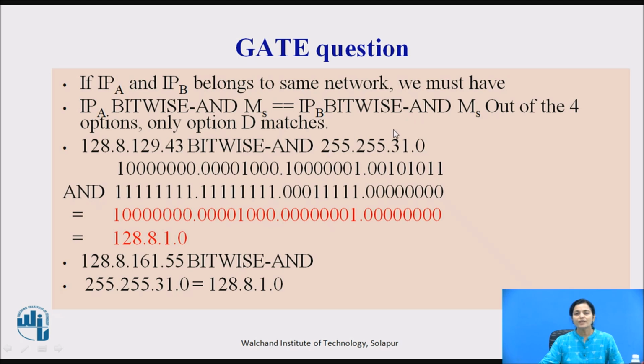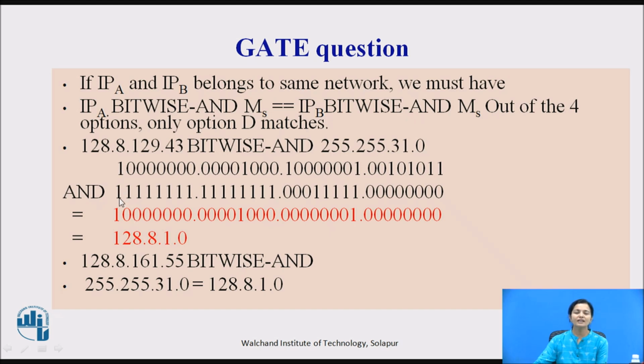Now you take the mask part, 255. 255 means all ones are there. The second 255 again means all ones are there. Then 31: here you can see 16 plus 8 plus 4 plus 2 plus 1, so that is 31, and the remaining is 0. So I have converted this into binary. In this manner you have to convert both the mask as well as the network address into binary. Then you have to AND them with each other.